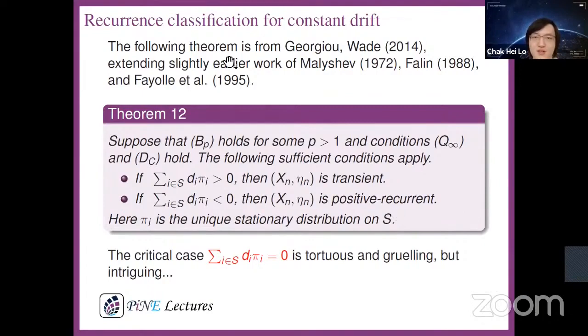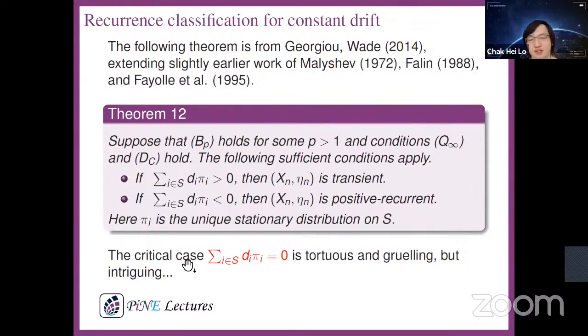This is a theorem from Georgiou and Wade in 2014, which extends slightly on the earlier work of Malyshev, 1972, Fayolle, 1988, and Fayolle et al., 1995. So you see there's a rich history of this problem here.